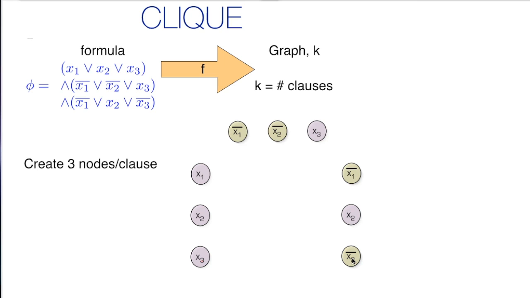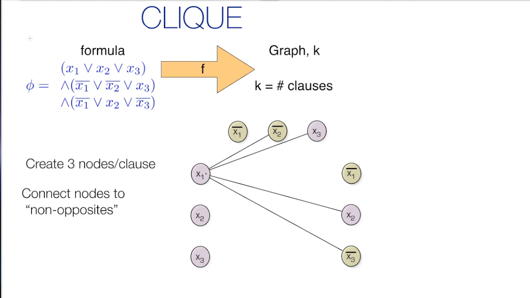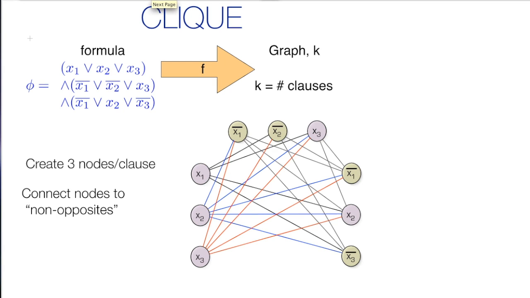This is going to be very similar to the independent set problem we had. So now, which nodes do we connect to each other? We're going to connect x1 to every node that is not its opposite. Similarly, we can connect x2 to every node that's not its opposite. So for example, like this, and x3 to all of its non-opposites. So this is the graph that we construct. And now, what if graph G has a k-clique? What does it mean for this graph to have a clique?